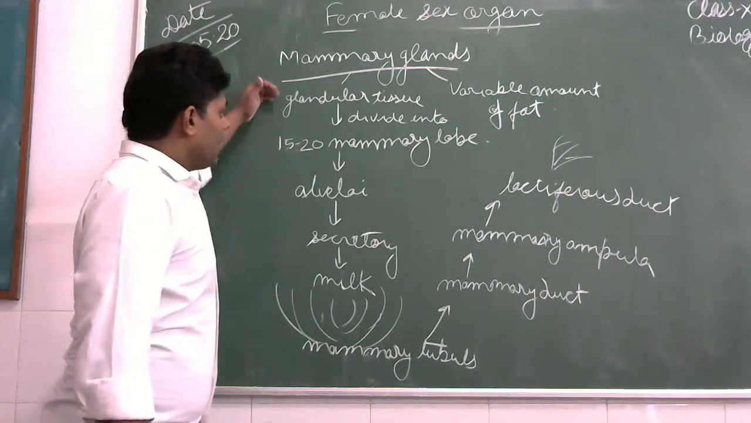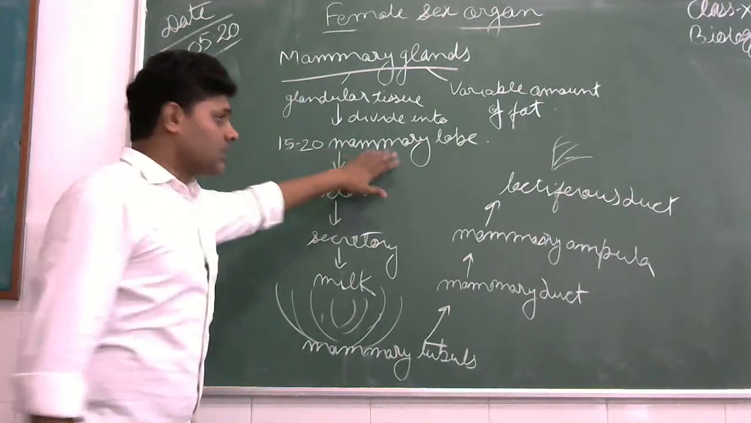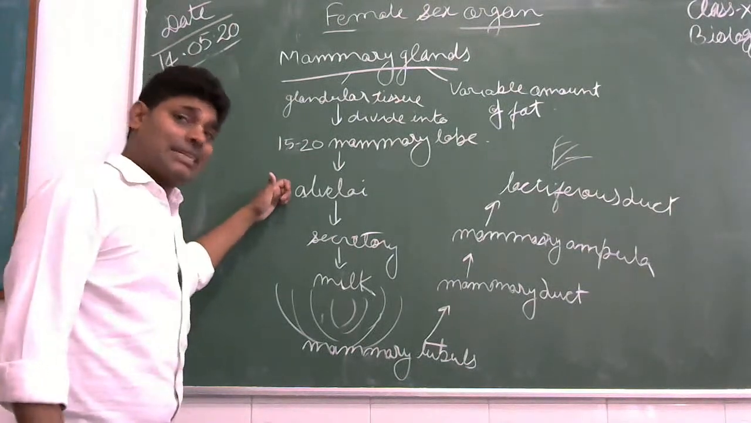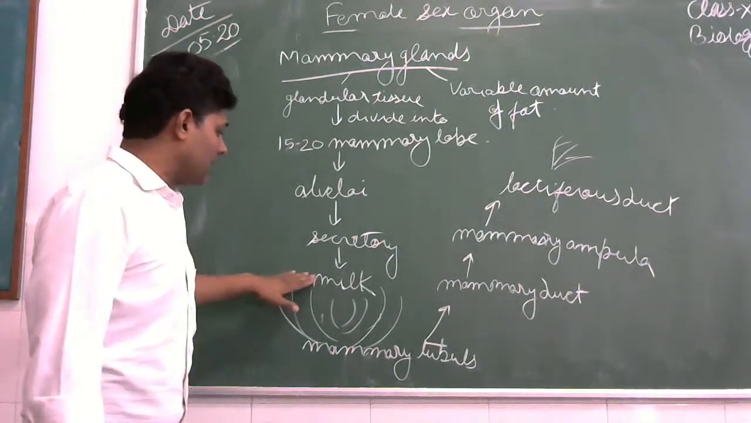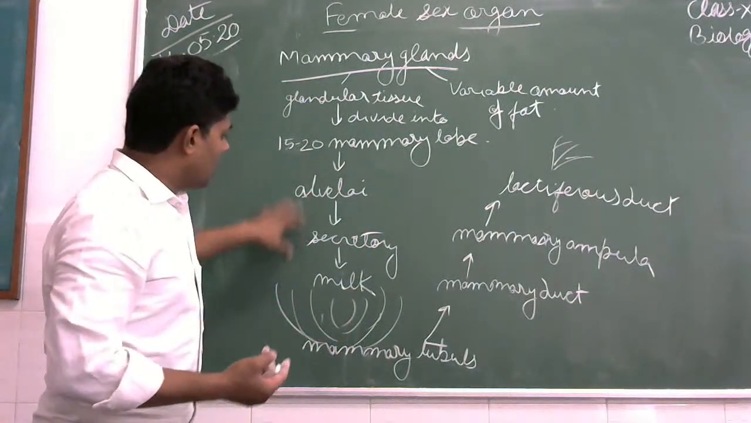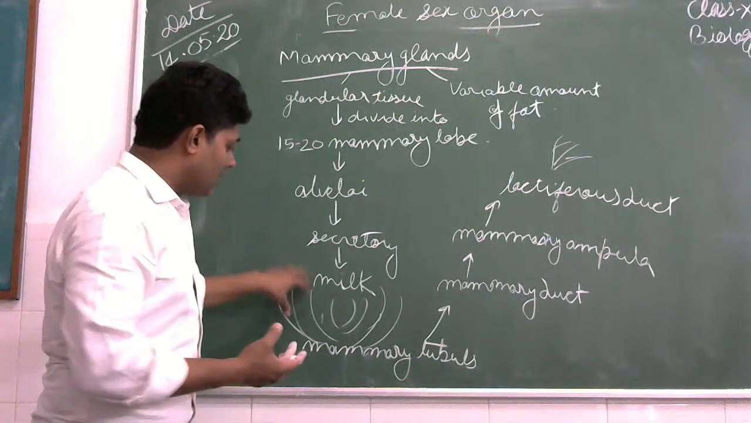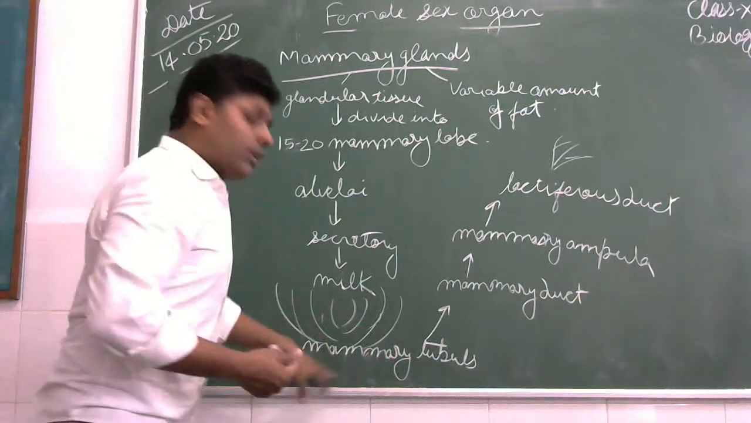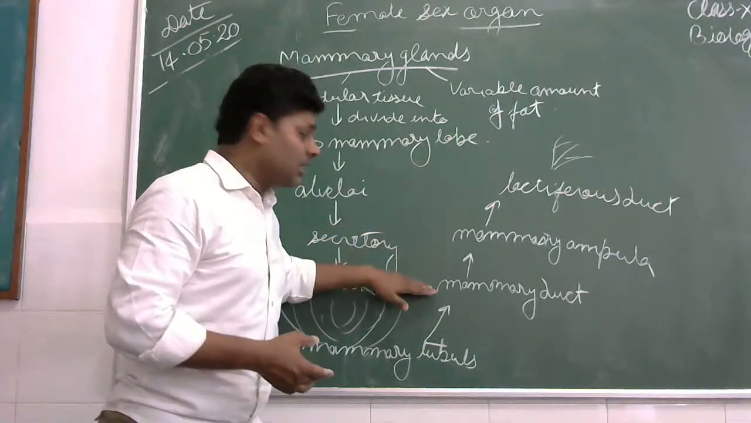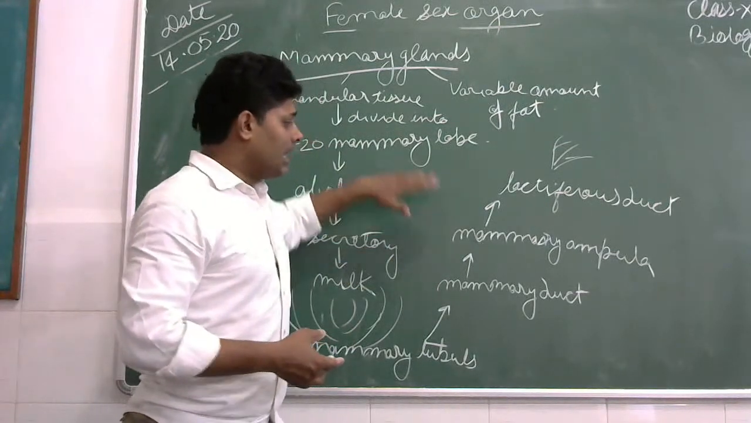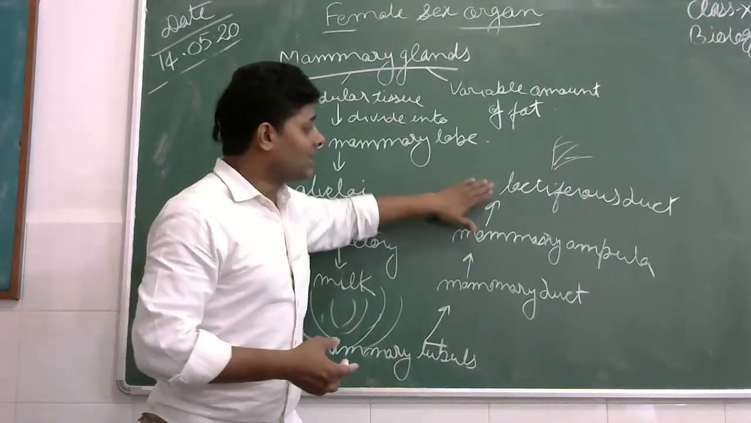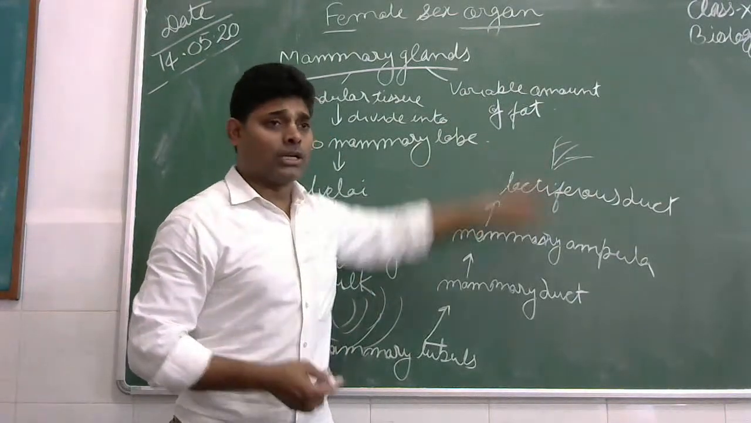So this glandular tissue divides into mammary lobes and then alveoli. These alveoli, secretory in nature, secrete the milk. All the alveolar secretions are collected in the mammary tubules, which further open into the mammary duct, then from the mammary duct to the mammary ampulla, and from the mammary ampulla to the lactiferous duct. Then the milk is secreted out from the body.